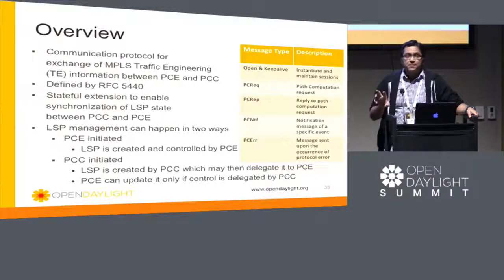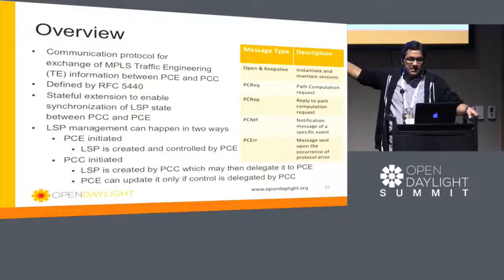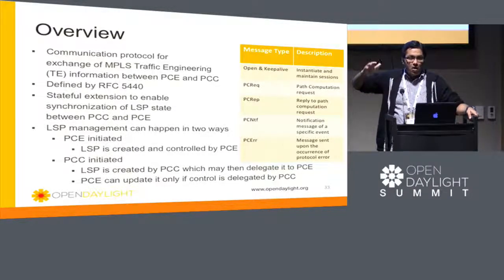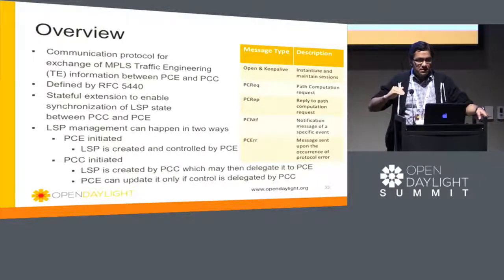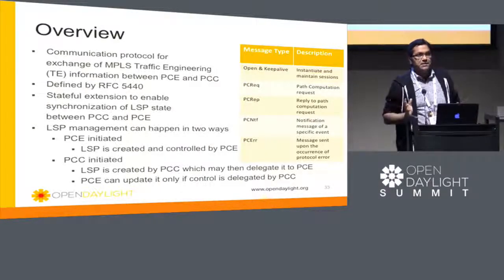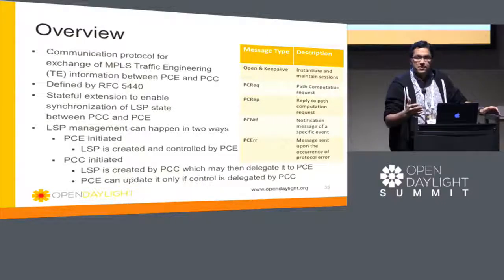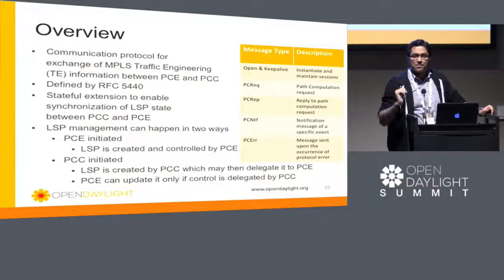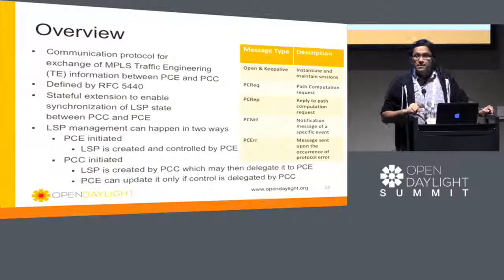In PCEP, there are two ways you can create a tunnel. One is to initiate the tunnel from the controller, in this case the PCE. The other is to create the tunnel from the PCC, which is called a PCC-initiated tunnel, and delegate it to the controller, saying this is the LSP I have created, now you control it. You can adjust the bandwidth or play with it. So there are two ways the LSP initiation process can happen.